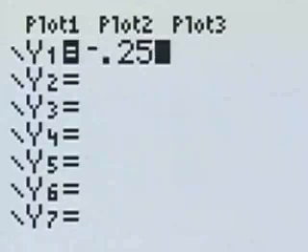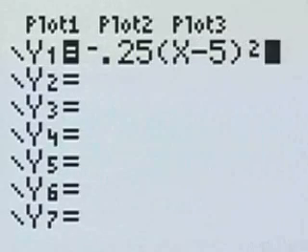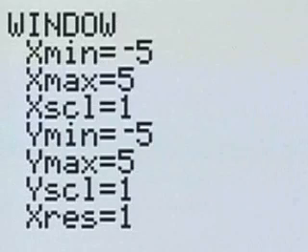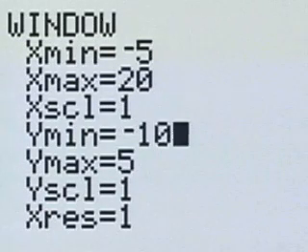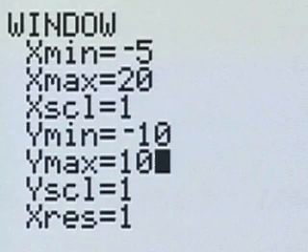So press your y equals key, clear out the last function, and let's enter this. We have negative 0.25, or negative 1/4, times the quantity x minus 5 squared. And let's use a window where the x-min is negative 5, the x-max is 20 with an x scale of 1, your y-min is negative 10, and your y-max is 10 with a y scale of 1.